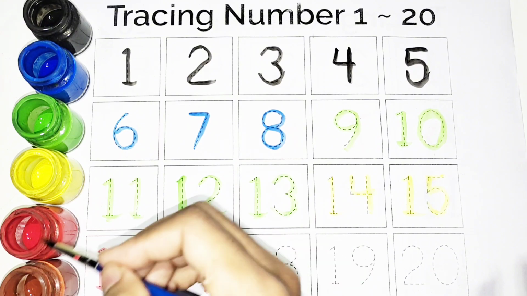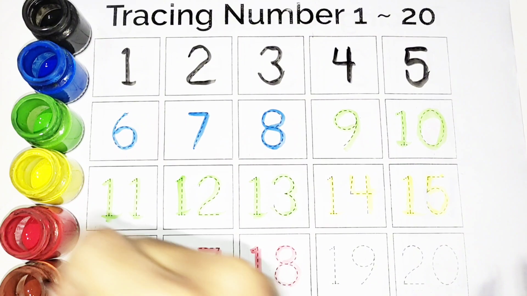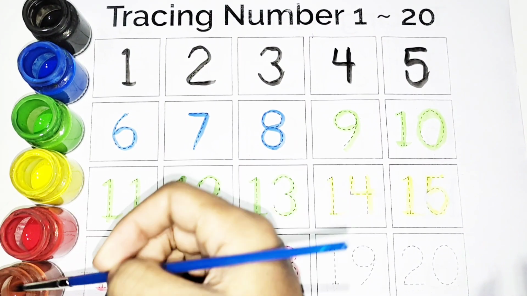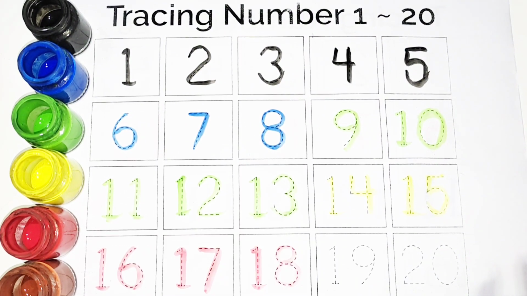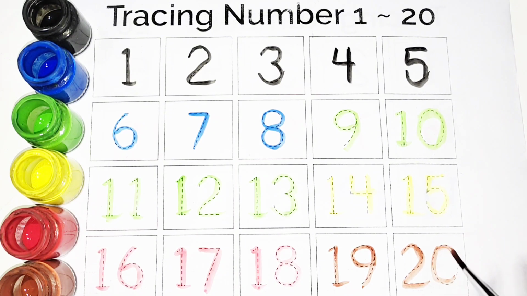And the next one is 18. Now we draw the number of 18. Brown color. Kids, now we use brown color and draw 19. The number of 19. And the last one is 20. Now we draw 20. Today we draw numbers 1 to 20.